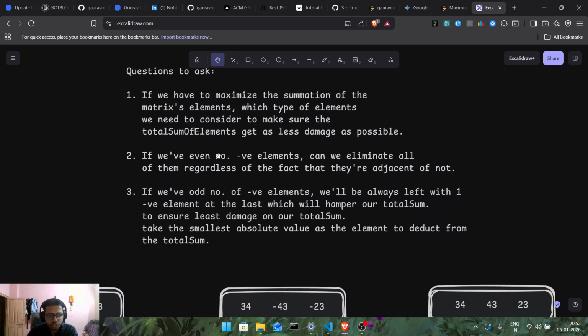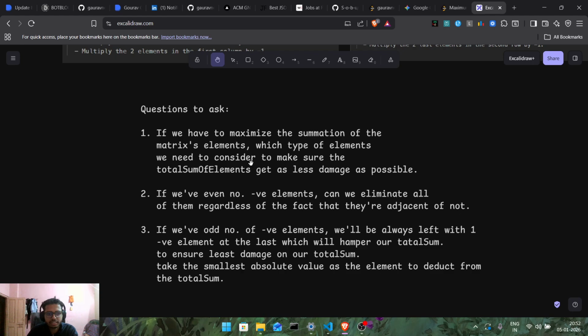Now, the even case is clear for us, right? If we have an even number of negative elements, we can eliminate all of them regardless of whether they are adjacent or not. And at the end, we have to return the total sum of the matrix's elements.